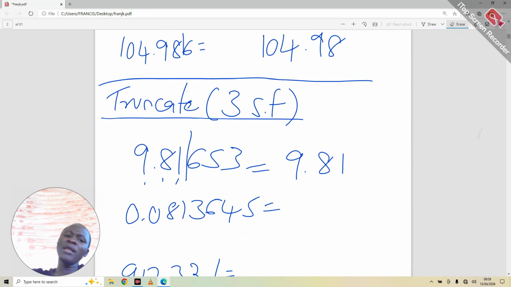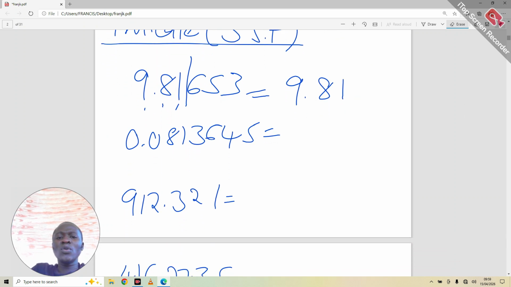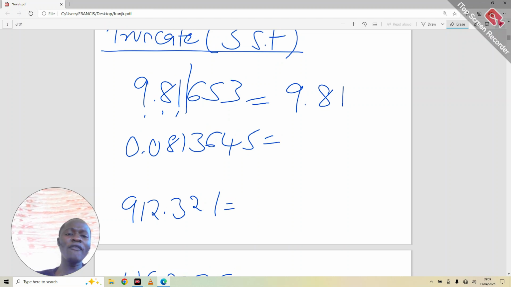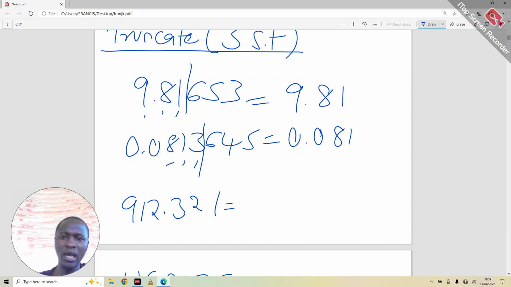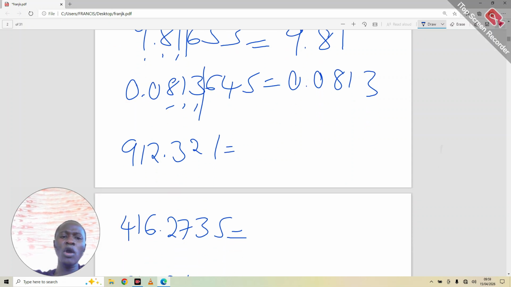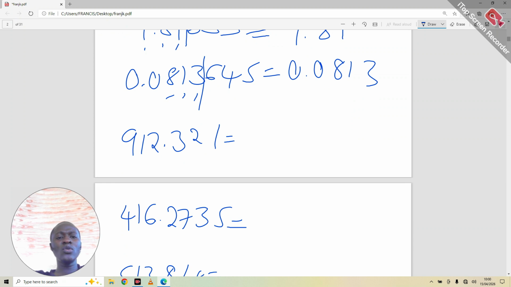Now, coming to the next part, 0.081365. Zero is not a significant figure. The two zeros aren't significant figures. Now we shall start counting our significant figures from 8. So we have 1, 2, 3, and up to that point, we have our 3 significant figures. And our answer will be what, guys? 0.0813.